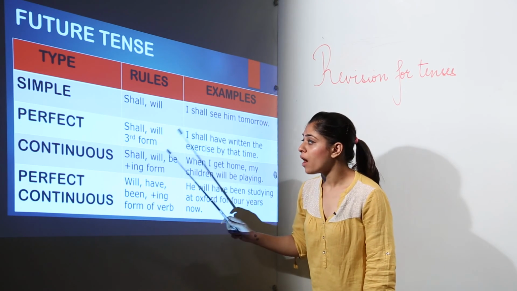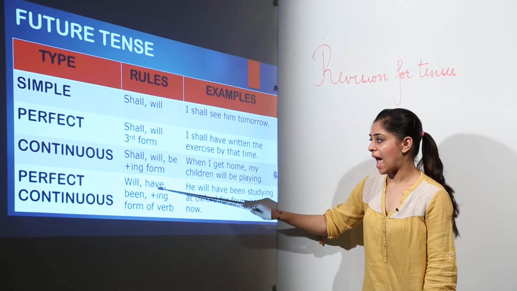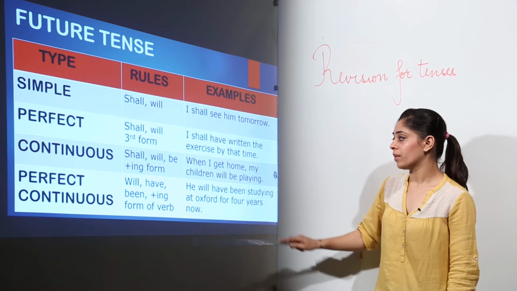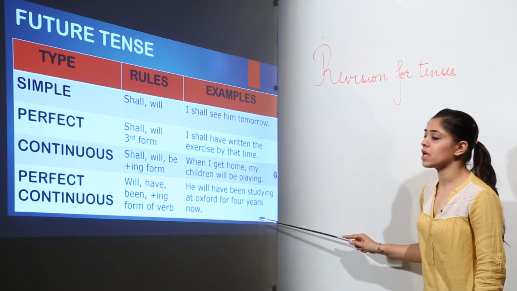For future perfect continuous tense, the rules are will, have, been plus ing form of the verb. He will have been studying at Oxford for 4 years now.